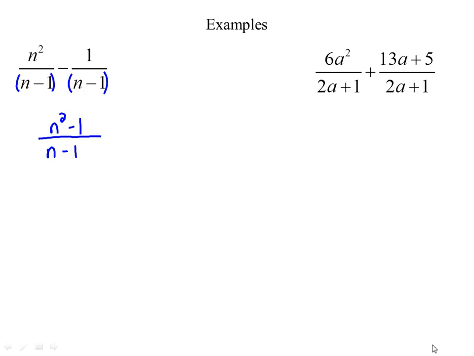Now we're going to reduce. This takes us back to 4.1, what we did Monday. So you're going to factor where you can. The numerator is the difference of two squares, so we'll have n plus 1 times n minus 1 over your common denominator of n minus 1, and that is a group. We can cancel out the n minus 1s, and your answer is just going to be n plus 1.